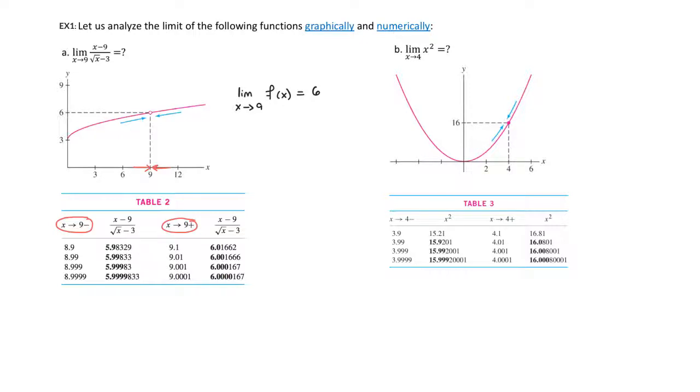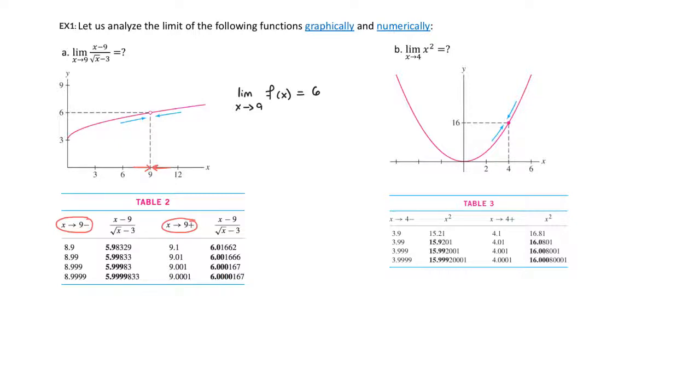So let's approach 9 from the left. You can see here 8.9, 8.99, 8.999. Notice how the x values are getting closer and closer to 9. Now let's look at the y values. The y values are 5.98329, 5.99, 5.999. And so clearly, as x approaches 9 from the left of 9, it seems as if indeed the y values are getting closer and closer to 6.